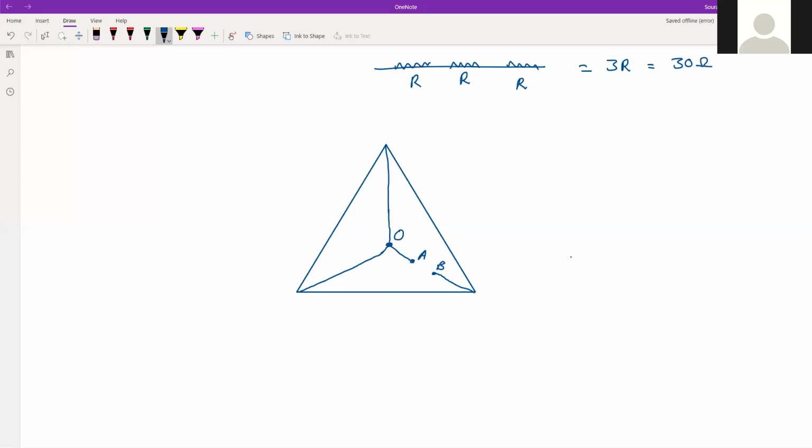And what all do you have? You have resistors here, resistors here, resistors here, here, and here. And all of these resistances, all R is equal to 2 ohms. Now what do you have to find? You have to find resistance between A and B.